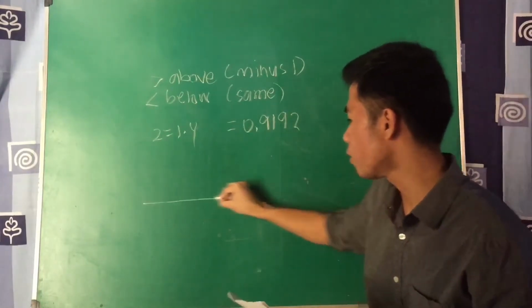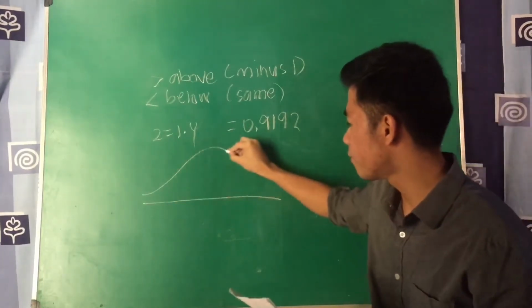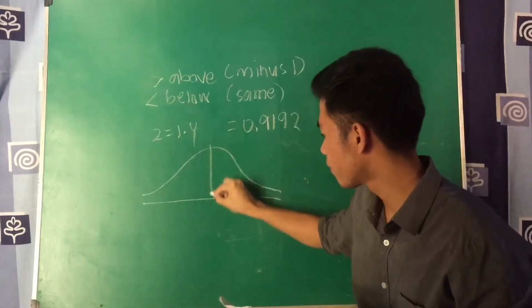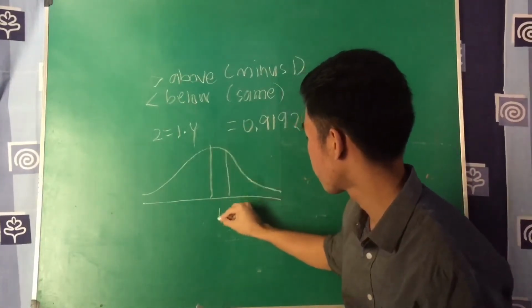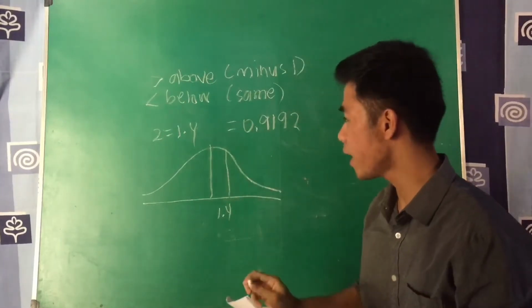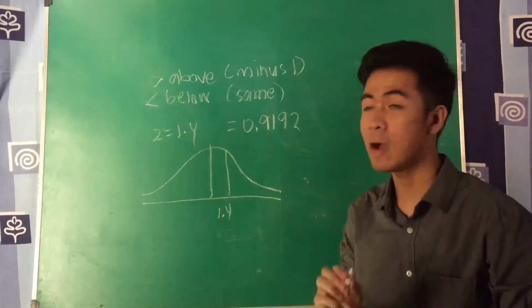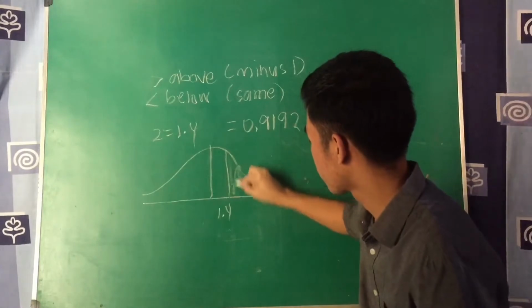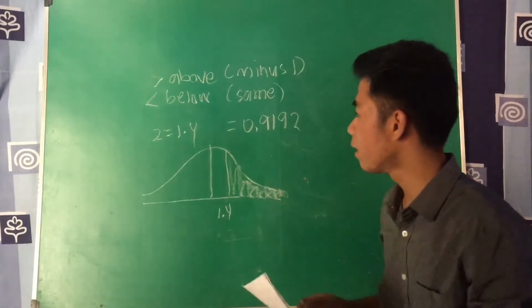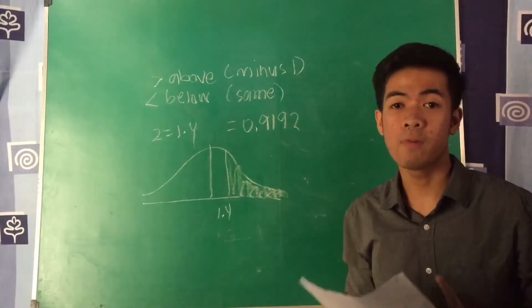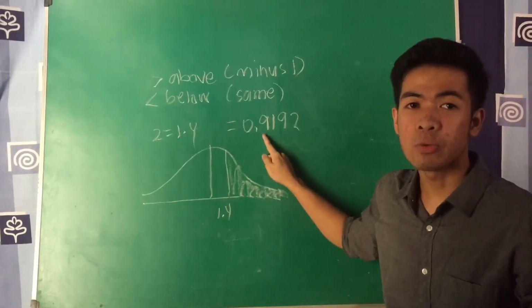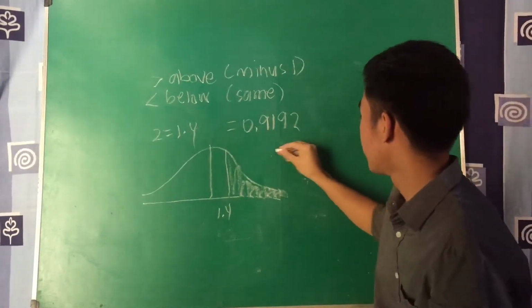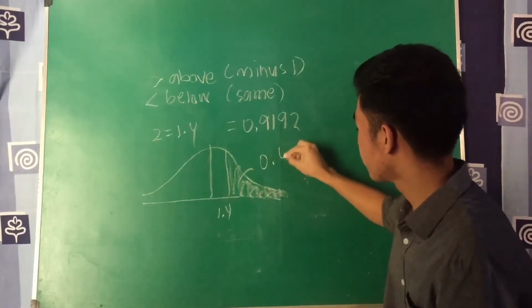You just have to draw a bell-shaped curve or a normal curve. Assume the specific position of 1.4 and shade the above area since we are looking for the above value of 1.4. And since we are looking for the above value of 1.4, 0.9192 should be subtracted from 1. And it is equal to 0.0808.